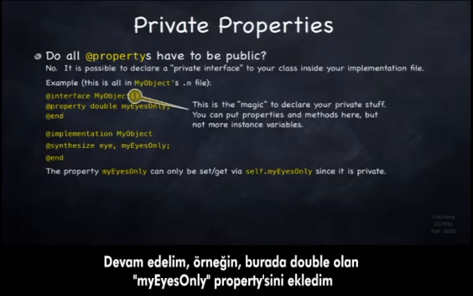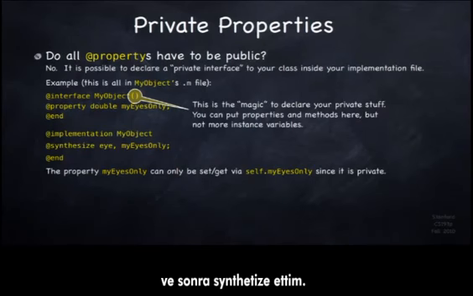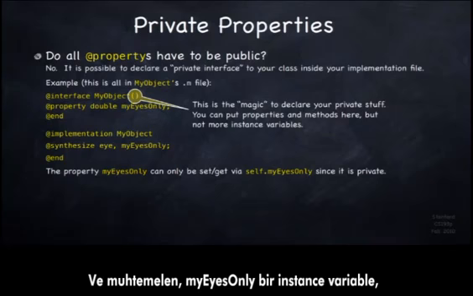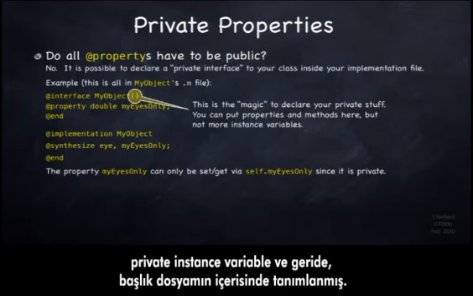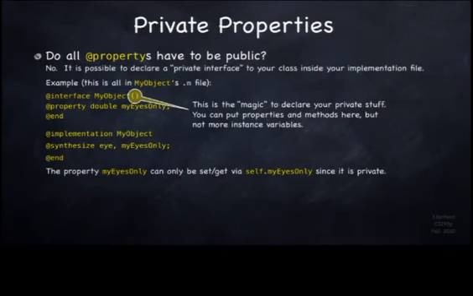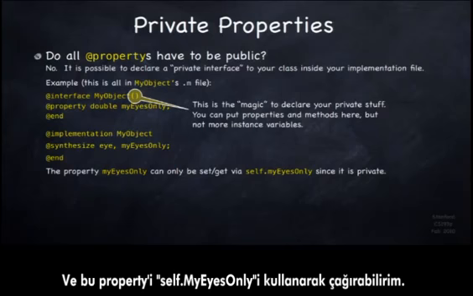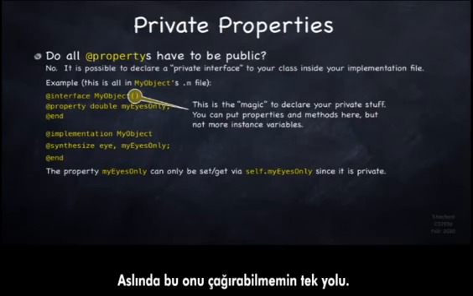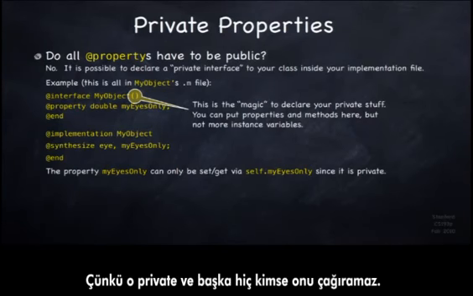So for example, here I have added this property myEyesOnly, which is a double, and then I synthesized it, just like I synthesized the others. And presumably myEyesOnly is an instance variable, a private instance variable, declared back in my header file. And I can call this property using self.myEyesOnly. That's actually the only way I can call it, because no one else can call it. It's private. Everyone okay with that?